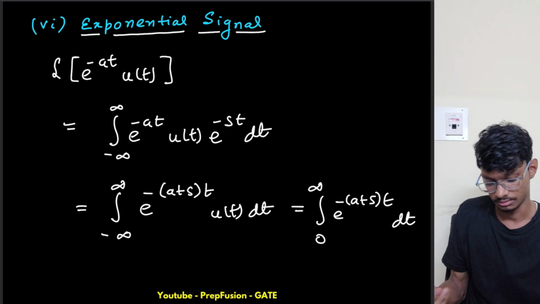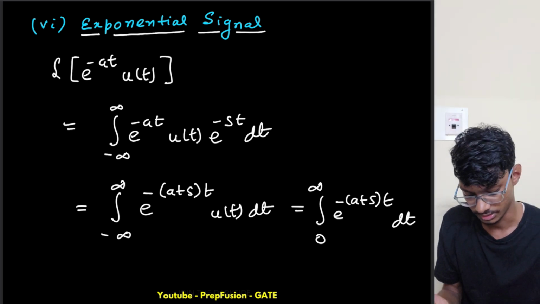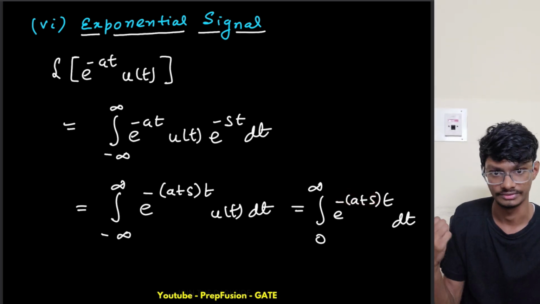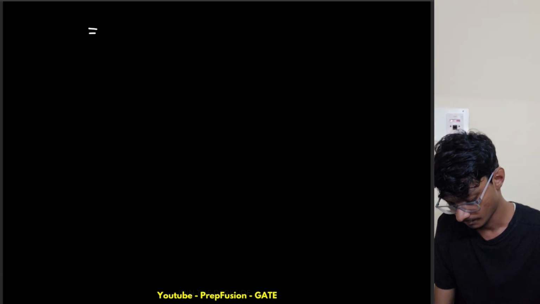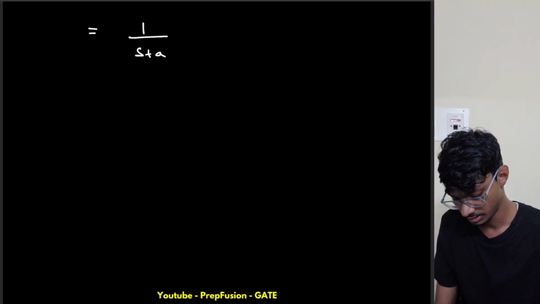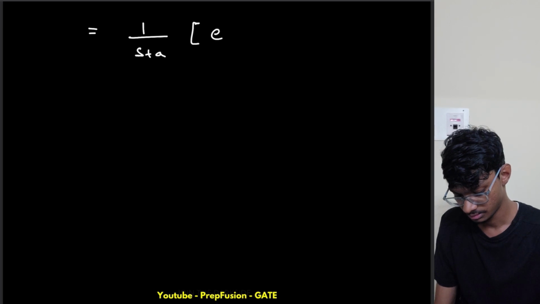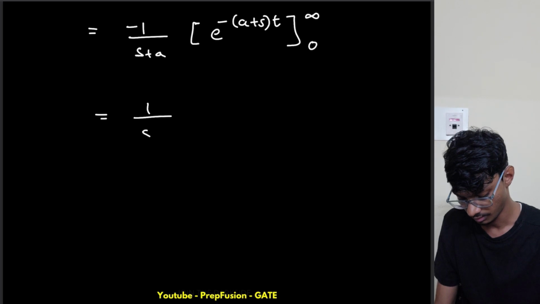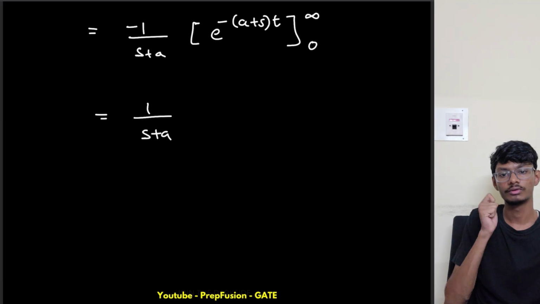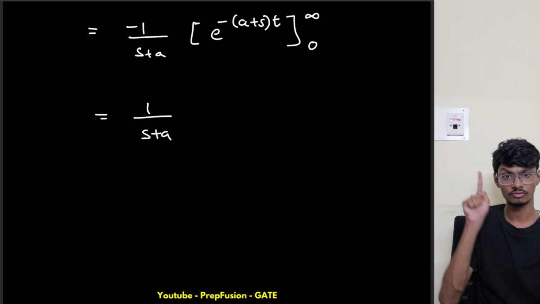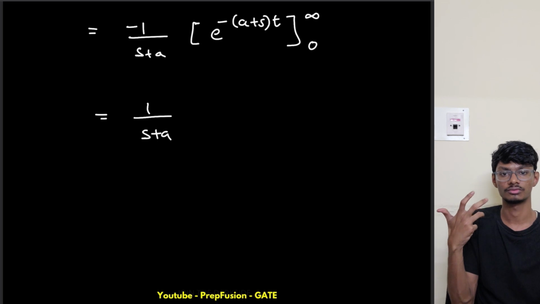This integration is simple because a plus s is a constant, like s only in the previous case. So what will it become? It becomes 1 by s plus a, with the upper limit at infinity giving zero. So we get 1 by s plus a. What do we notice here? There was a 1 by s term before, but here it is coming as 1 by s plus a.